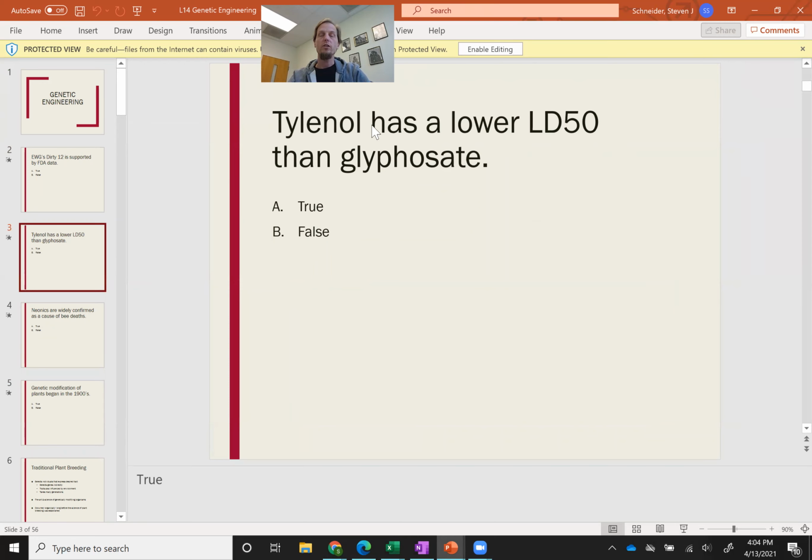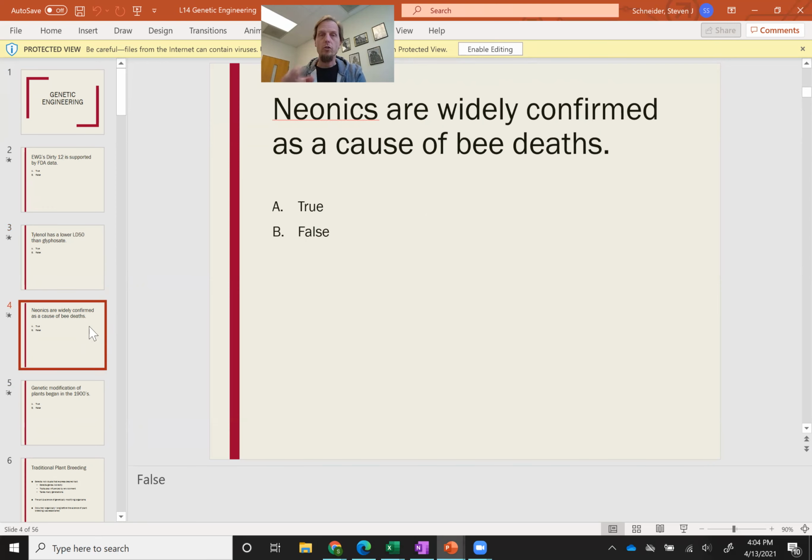There's a list on the same slideshow, and we saw Tylenol had an LD50 of 300, and glyphosate was in the thousands. Wow, Tylenol has a lower lethal dose than glyphosate, but we're not wiping Tylenol off the shelves, are we? Well, just to give you an idea. So the answer would be true. That's coming from the slides, just a chart.